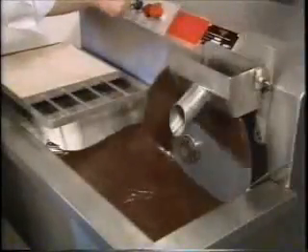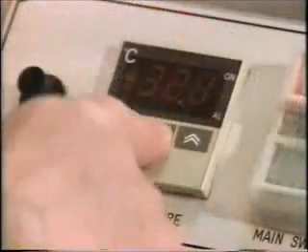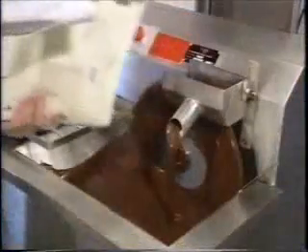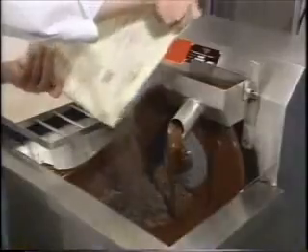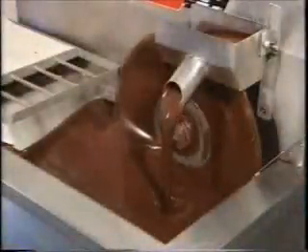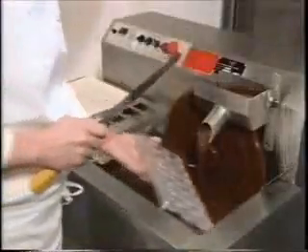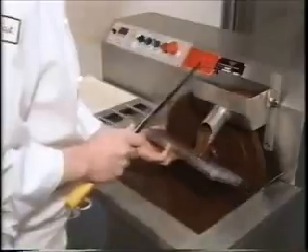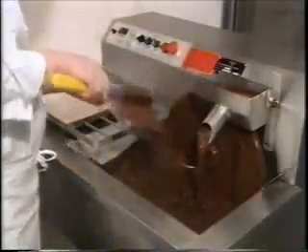The following morning, switch the machine on, lower the thermostat, and add the callets. As soon as the processing temperature is reached, the mass is inoculated or tempered, and you can start working. This is an extremely fast method.